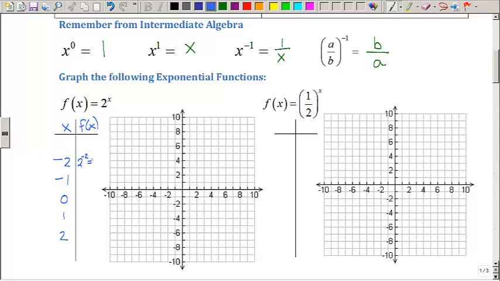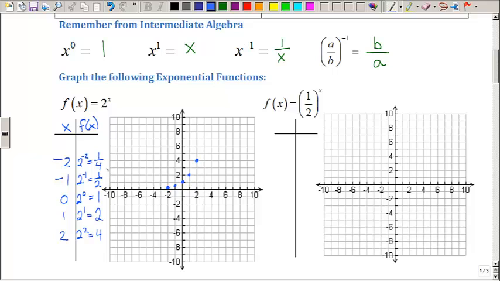2 to the -2. The negative in the exponent tells me that the base is going to move to the denominator, so I have 1 over 2 to the 2, which is 1 over 4. 2 to the -1 tells me that the base goes in the denominator, 1 over 2 to the 1, which is just 1/2. 2 to the 0, well, anything raised to the 0 power is 1. 2 to the 1, anything to the 1 power is always itself. And 2 to the 2, well, that's just 4. Let's plot what we have so far. -2, comma 1/4, -1, comma 1/2, 0, comma 1, 1, comma 2, and 2, comma 4.